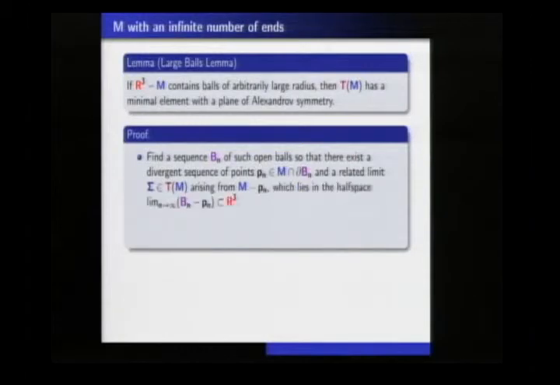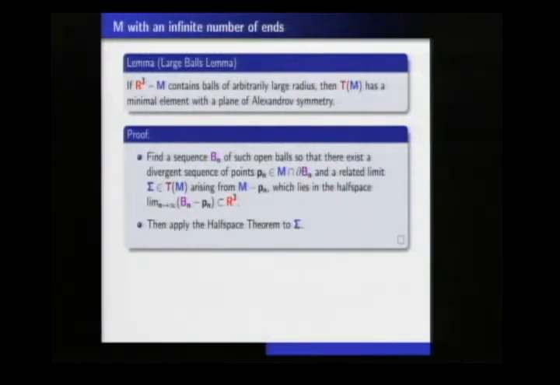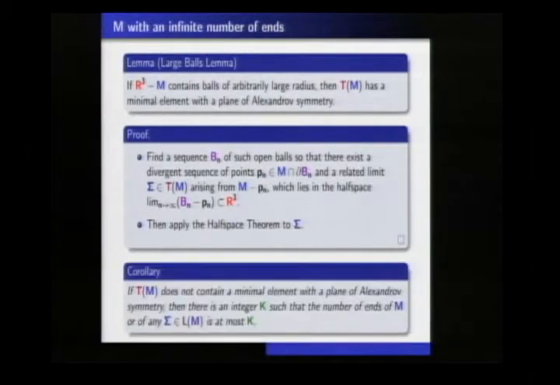And I just kind of explained why this was useful and how it worked, right? Okay, so now we have, if you have balls of large radius, then T of M has a minimal element with a plane of Alexandrov symmetry. And that's just that argument I was talking about before. We produce a limit that lies in a half space, and then we apply the previous theorem.